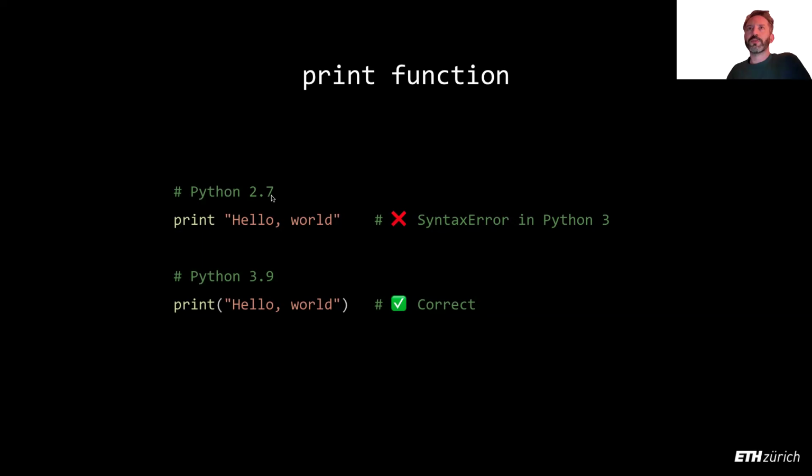In Python 2, you were able to say print and then whatever without parentheses, and that works. In Python 3, that doesn't work. You need the parentheses. This is because print now is a function, and functions always need parentheses.